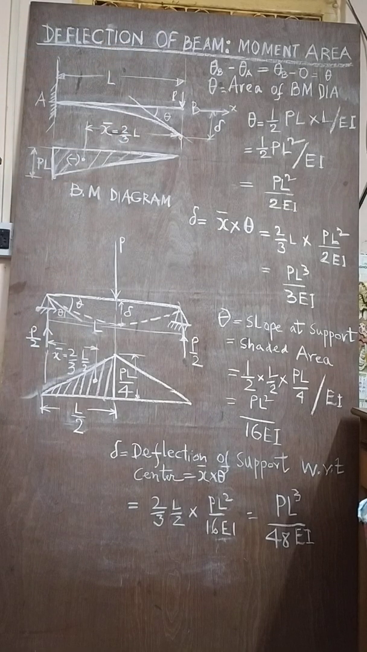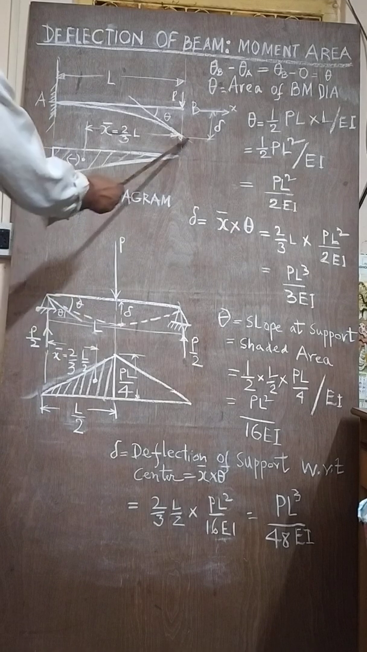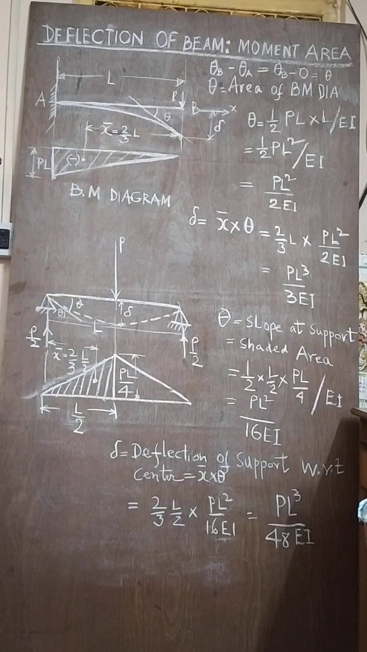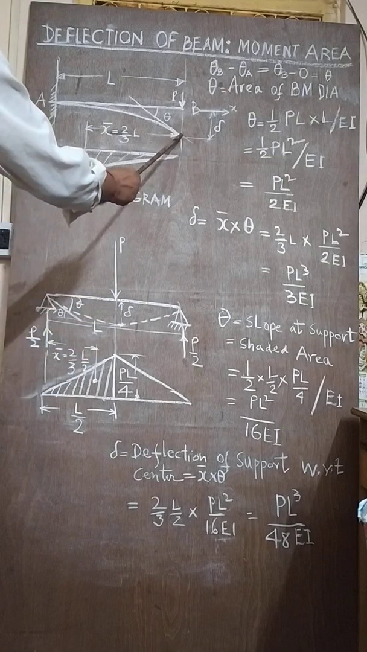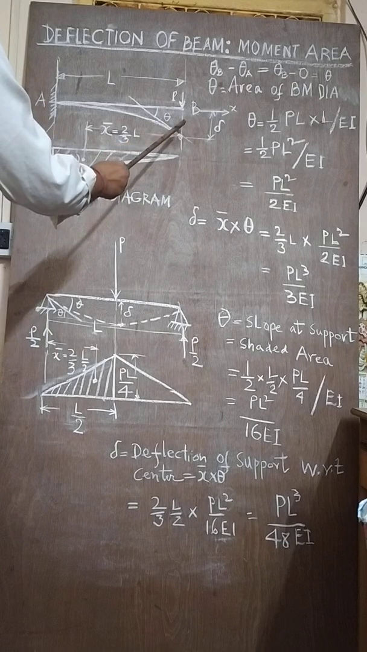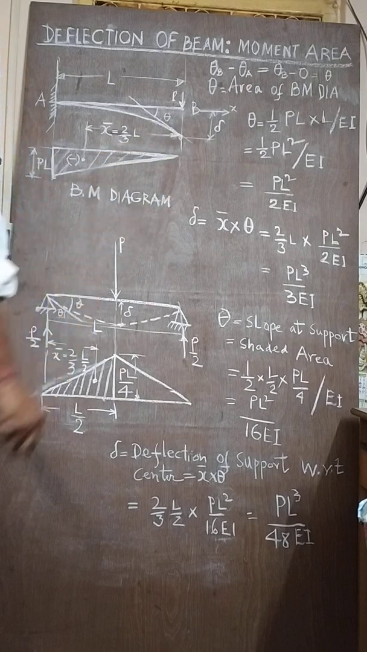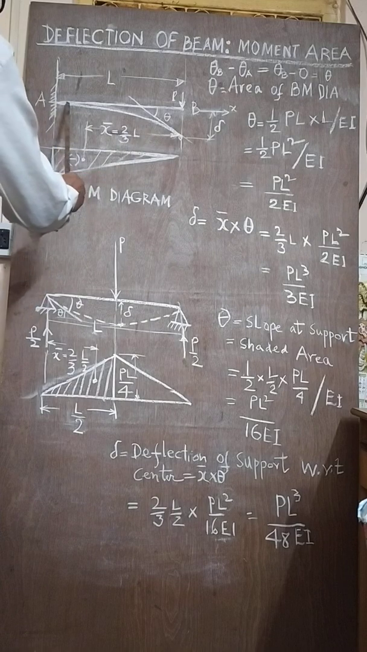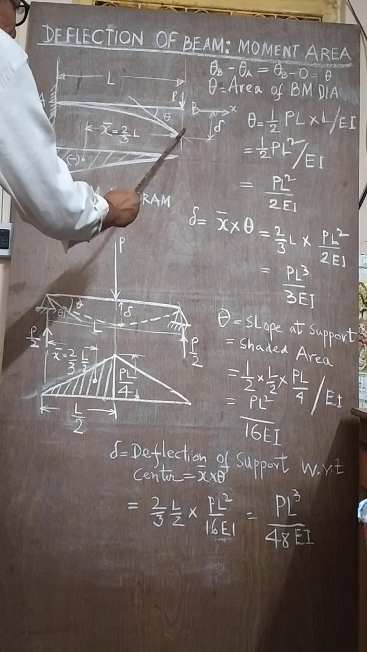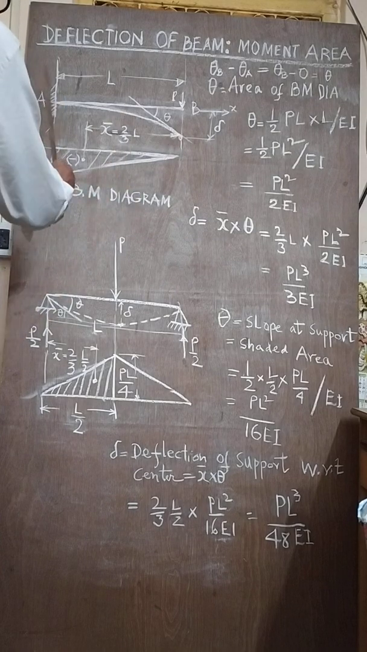The first theorem says the tangent between two points A and B, or the tangent at the point B, which is the free end of the cantilever beam, which is deflected. So we take this point because we are going to measure the deflection here. So the tangent at the point B, what is the tangent? It is the tangent to the elastic curve, the deflection curve, at the point B with respect to A.